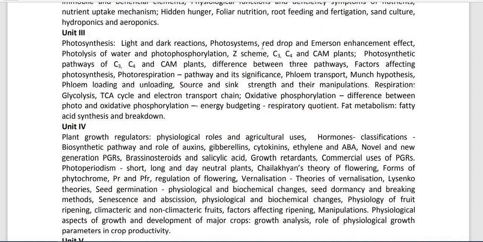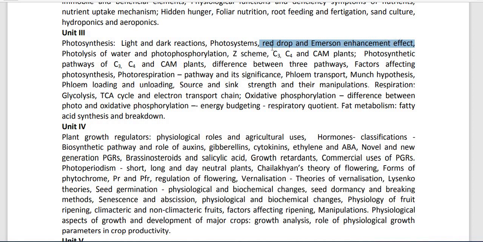Then the red drop and Emerson enhancement effect. In red drop, you have to clearly note down the definition of the red drop and Emerson enhancement effect.